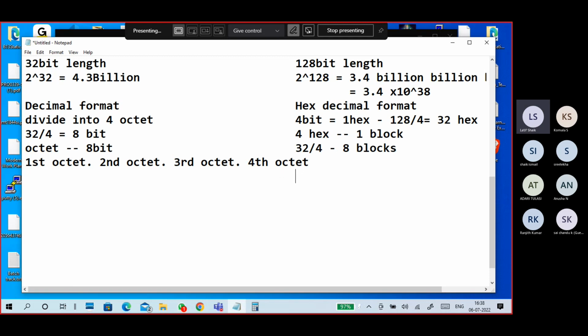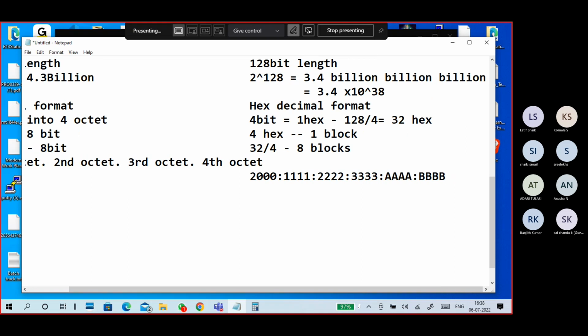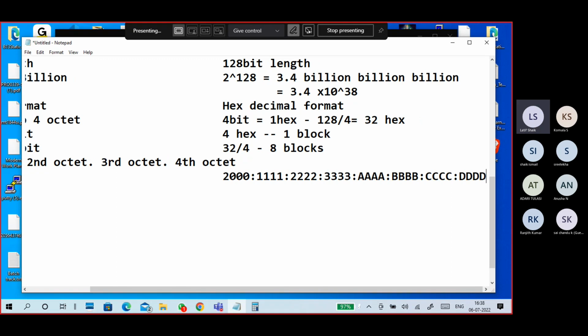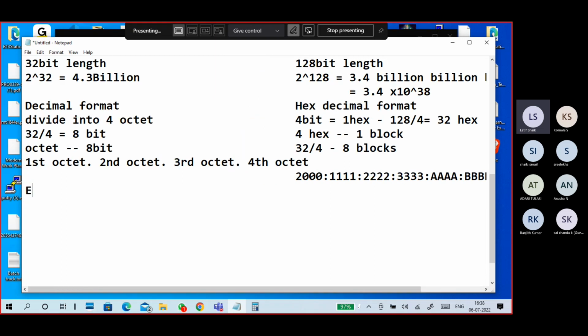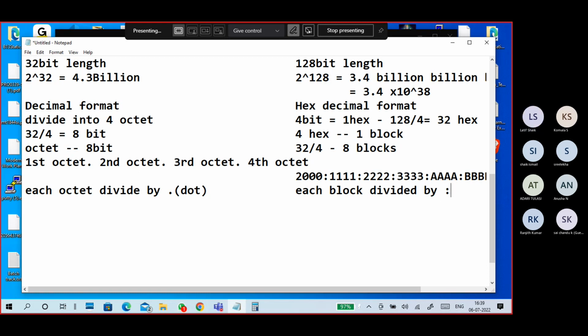I will show you an example of the block case. For example, I'm using something like this. These are 4 blocks completed. This is how it is. The difference is here. Each octet is divided by a dot. Here, each block is divided by a colon.